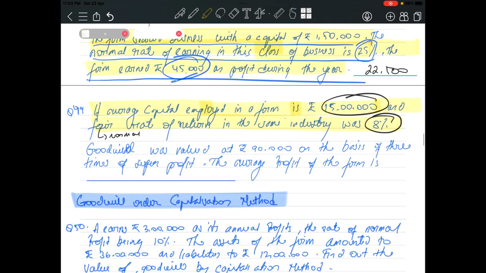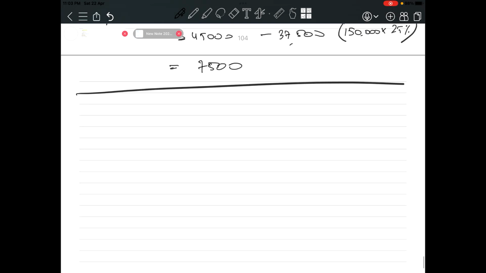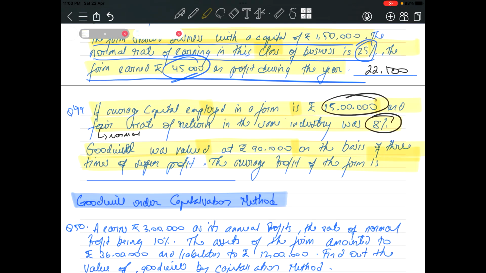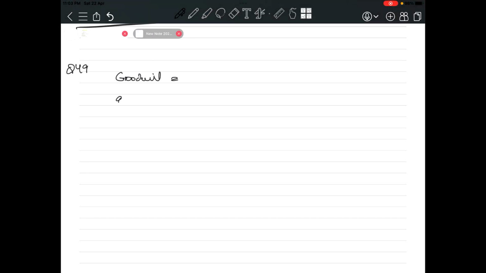Now goodwill was valued. See, they have given us the value of goodwill. Goodwill was valued at 90,000 rupees on the basis of 3 times of super profit. So we have to calculate the average profit of the firm. Let's make the equation. Goodwill is 90,000 on the basis of 3 times of super profits.